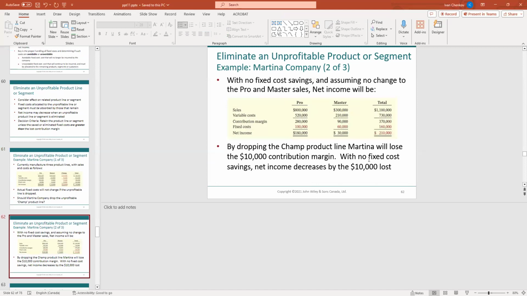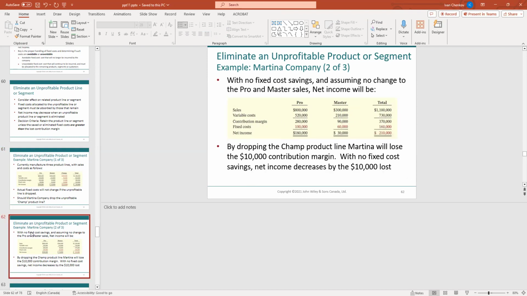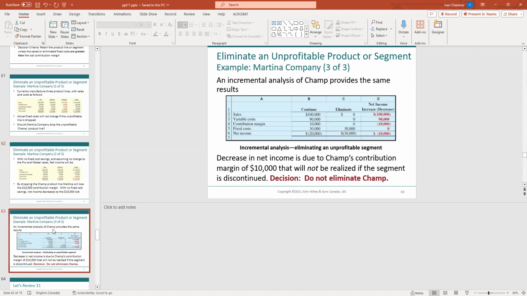So here, what do we decide? Shall we drop it or should I not? If the fixed costs remain the same, not dropping it, keep it. Why? Because if I drop it, I'm going to lose $10,000. Make sense? Yes, Professor.